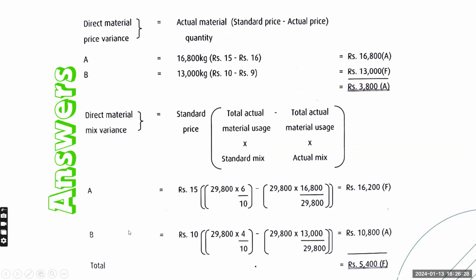And then for B, B also the same way. The standard price is rupees 10. Remember, the total actual material usage multiplied by the standard mix, which is 4/10. Okay? Here, 13/29,800 we took. Right, kids? That is how you have to consider it. So the overall summation of these two would give you the material mix variance. Is that clear, kids? That is how we take the mix.